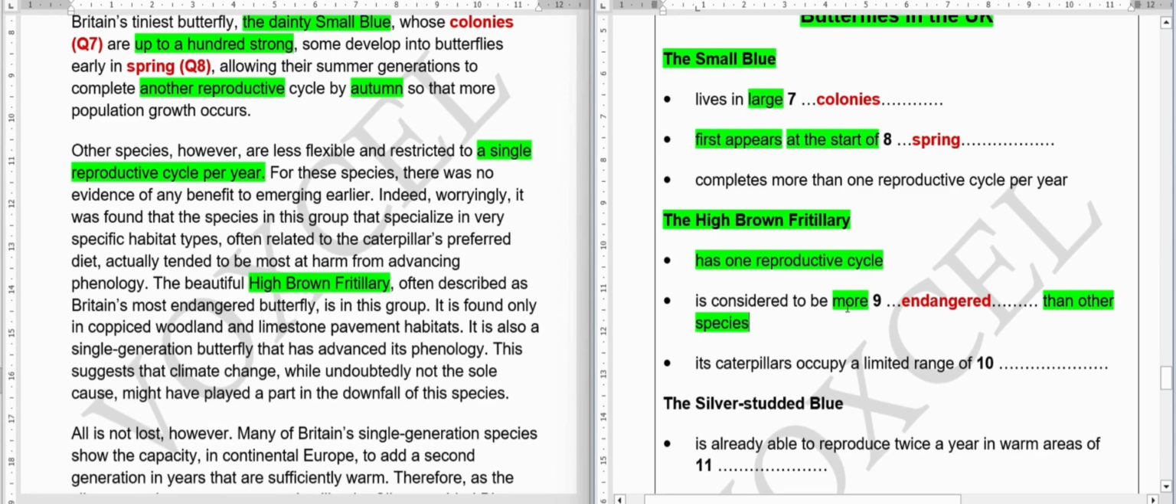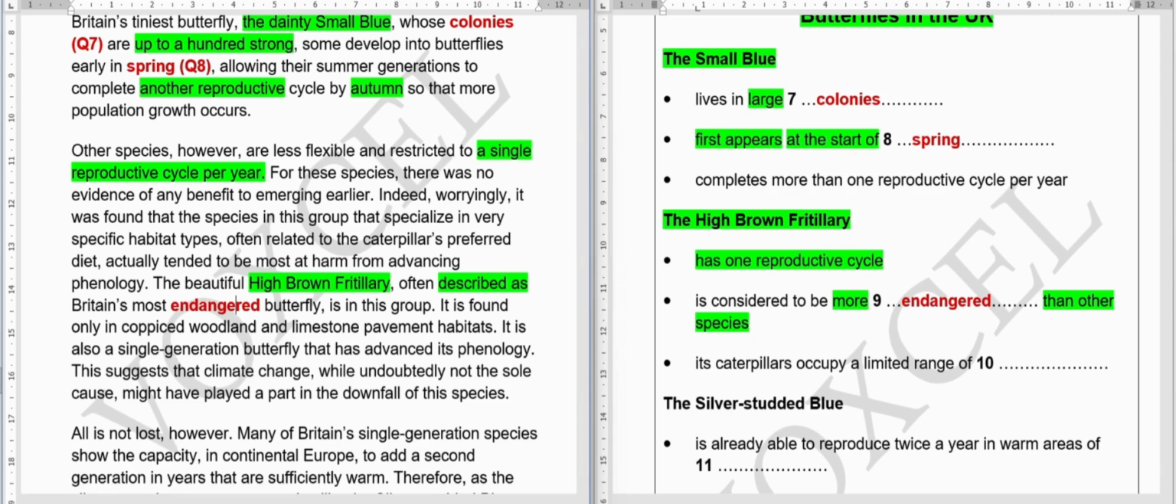Here it is "considered as", they have written "described as". "Described as" means they are thinking about something. Britain's most endangered, here it is. But let me mark the location first, then I will tell you why it is our answer. This is question number 9.